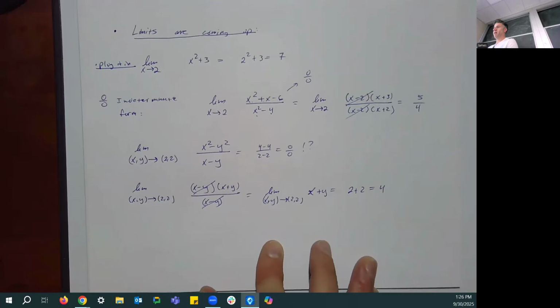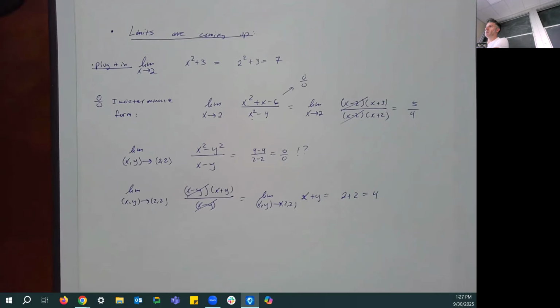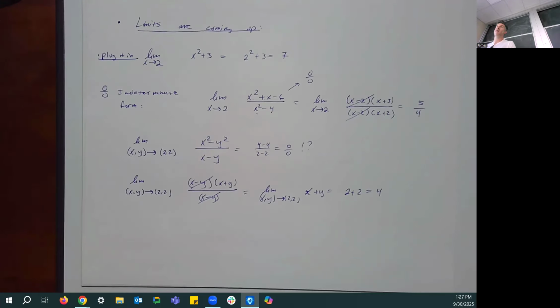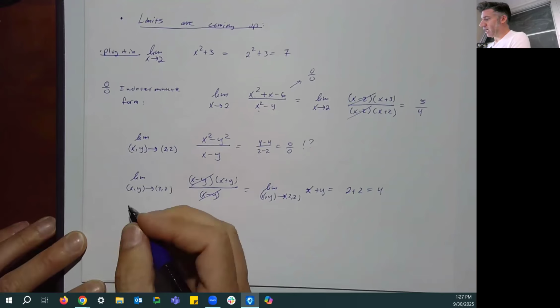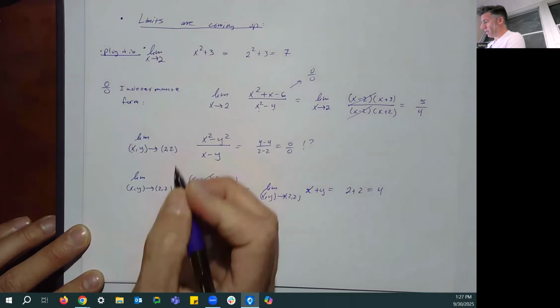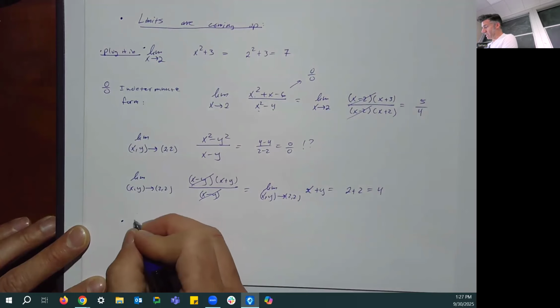But that's atypical in this class. Most of the time, when you have an indeterminate limit like this, where it's 0 over 0, usually we're going to need something where the limit doesn't exist. Here's an example from back in 17a where we have a piecewise function.